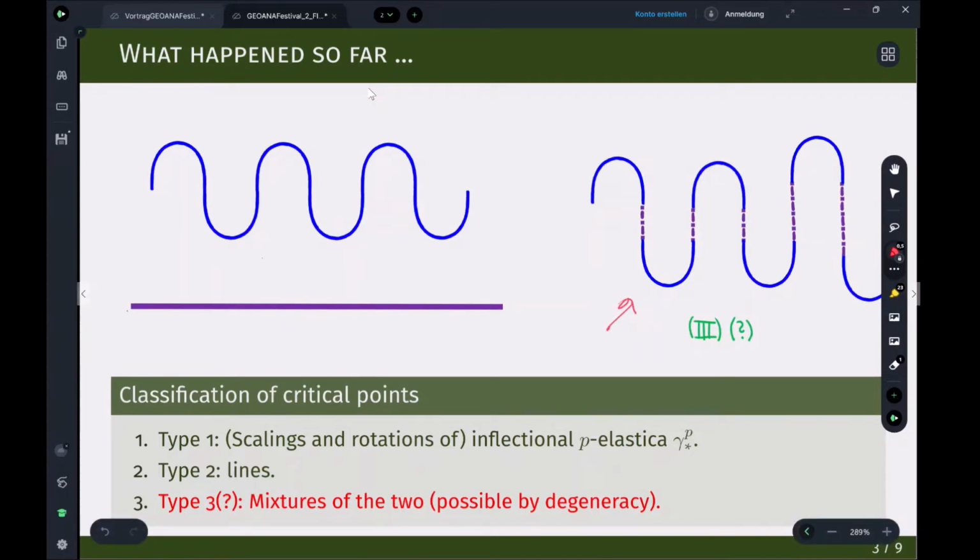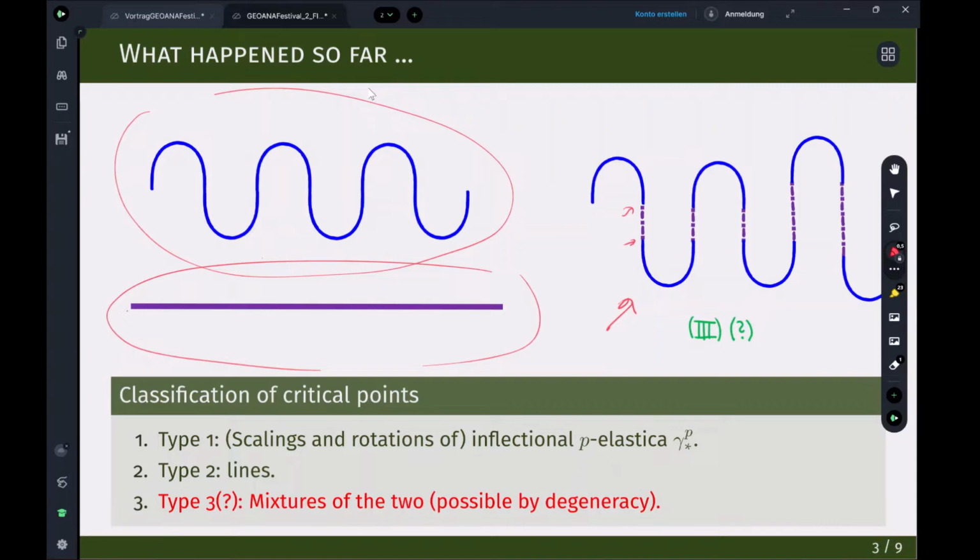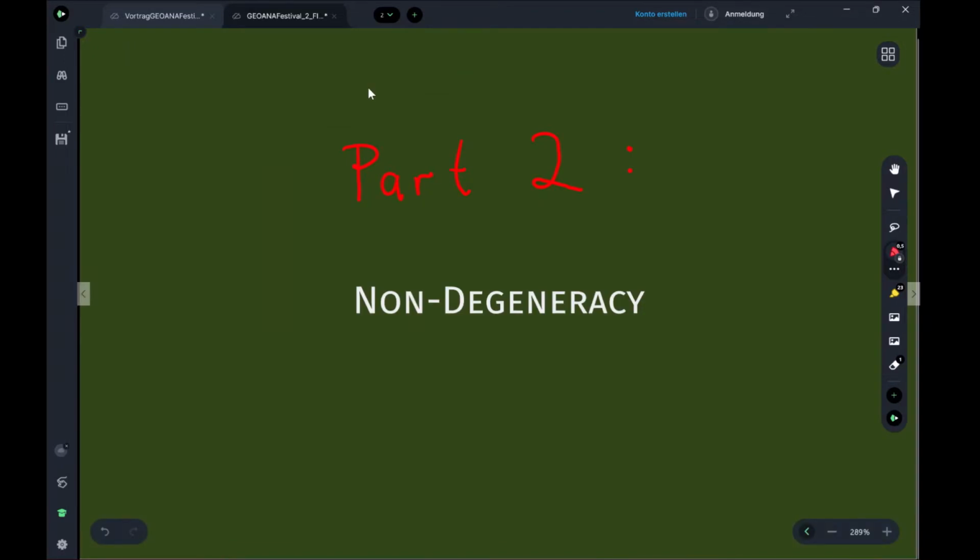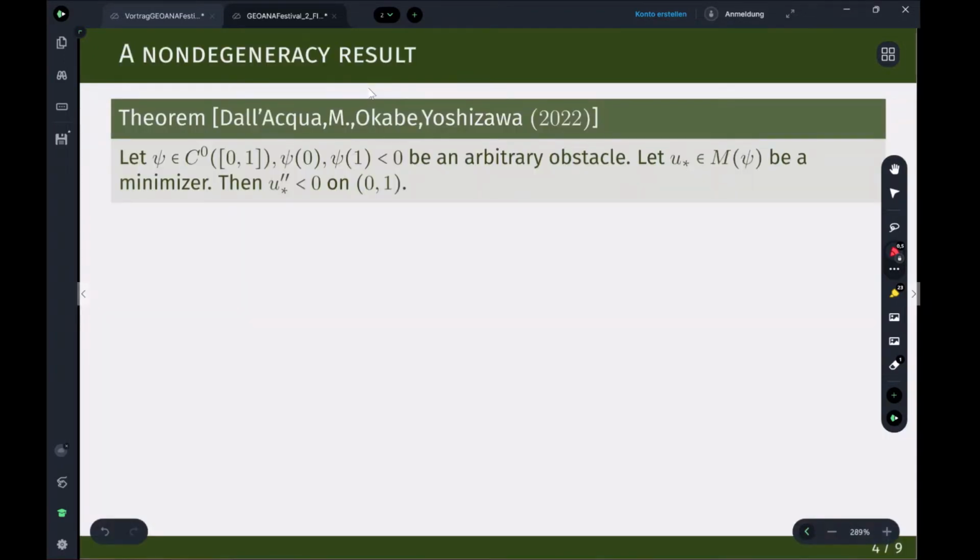So basically, you have to rule out those configurations where you mix the inflectional elastica with the line. So this happens here. And at this point, we have no reason to rule it out, because what we know is that the degeneracy of the equation happens exactly at points where the curvature vanishes, and this happens exactly here. So it is difficult to rule them out just by looking at the equation, and this is because of the degeneracy. So we will have to come up with some non-degeneracy result.